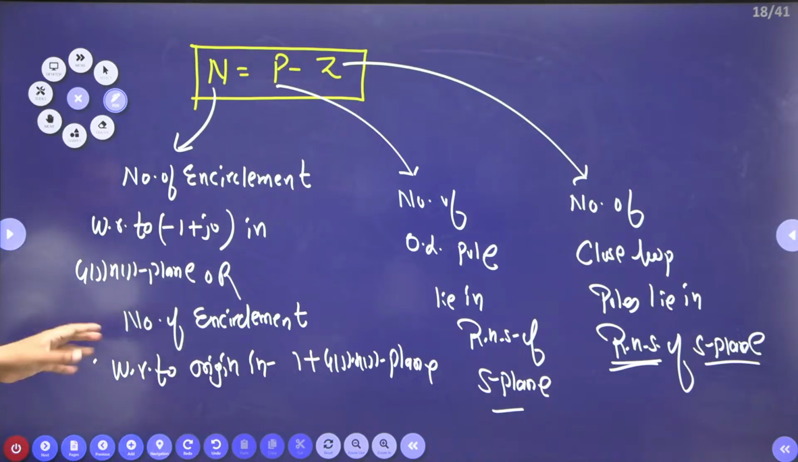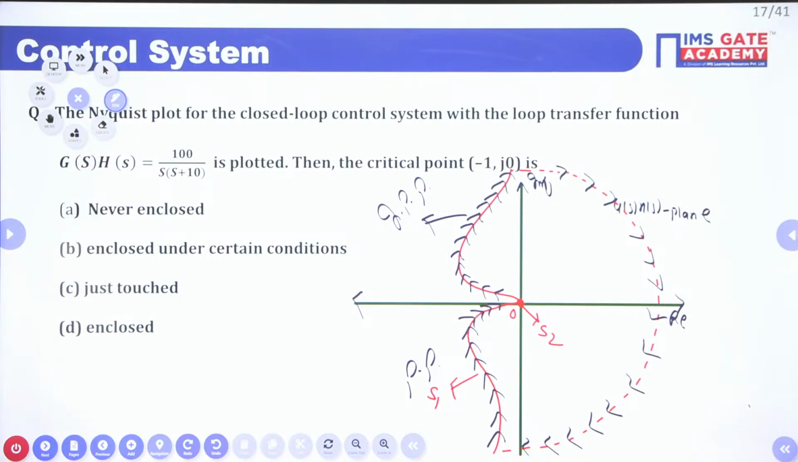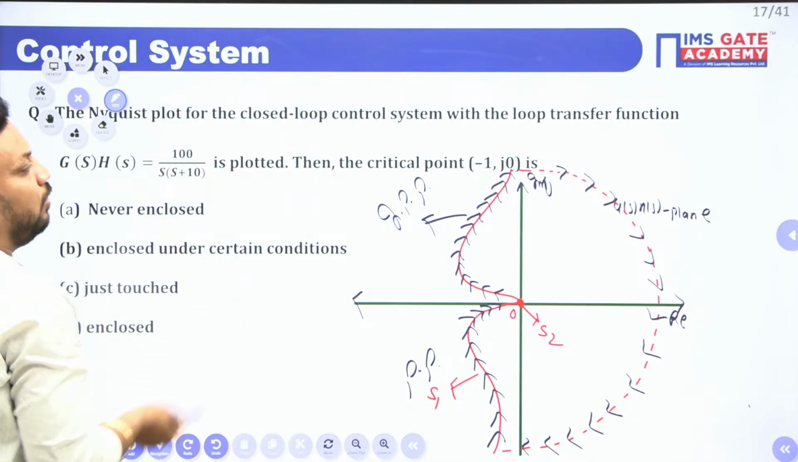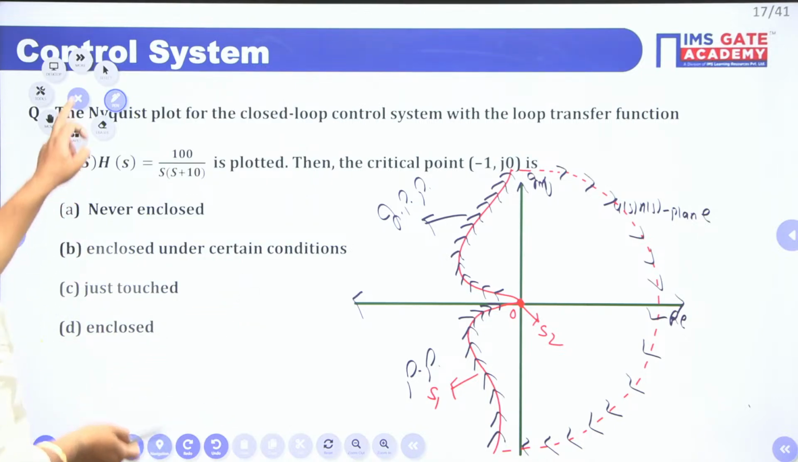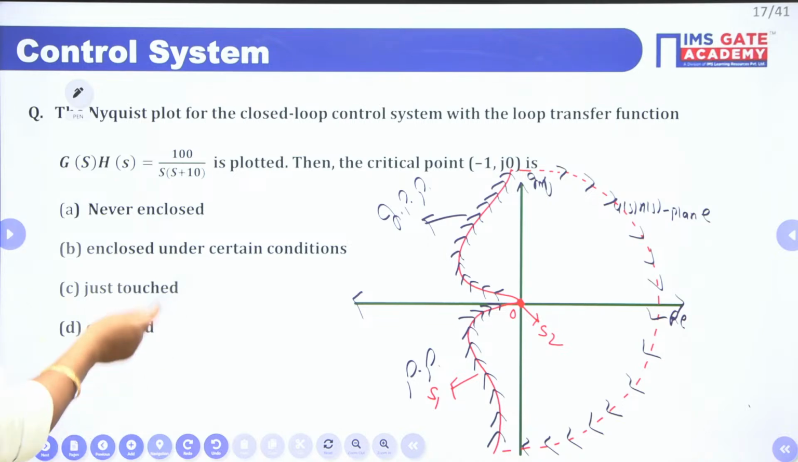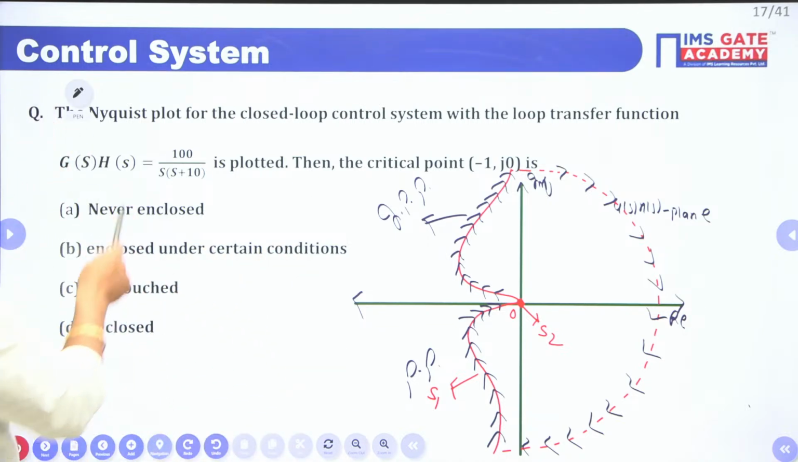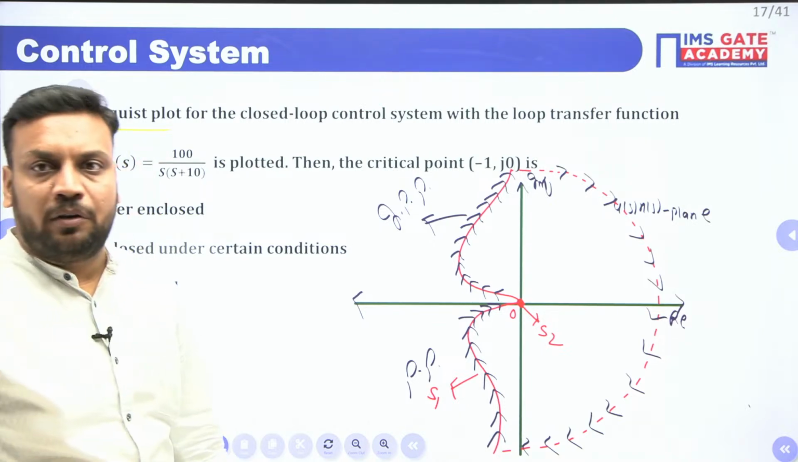Okay, so this is your n equal to p minus z. Now you need to tell me for this question what the answer is. Is the critical point enclosed or not? Never enclosed. However, here the complete Nyquist plot is also not required because it is a question of the polar plot. It is given as a Nyquist plot, but a polar plot is nothing but an incomplete Nyquist plot only.